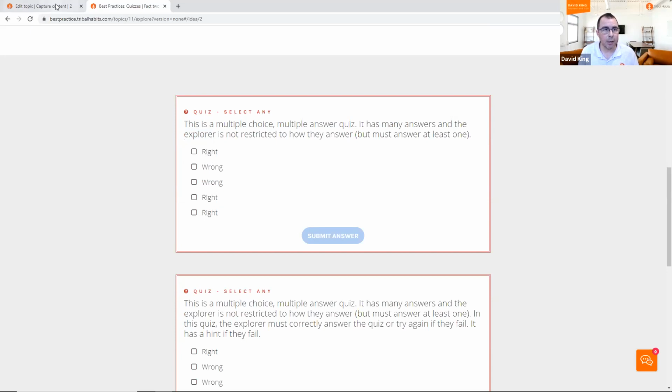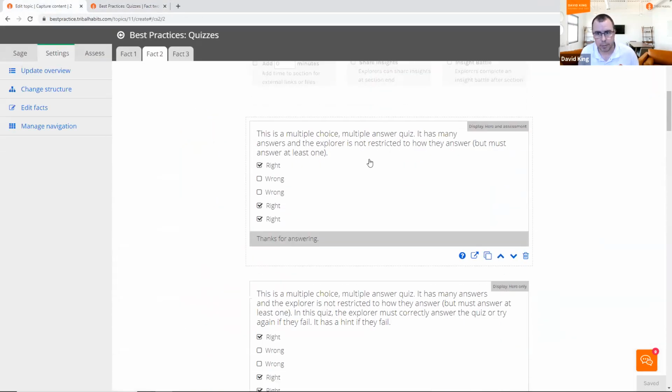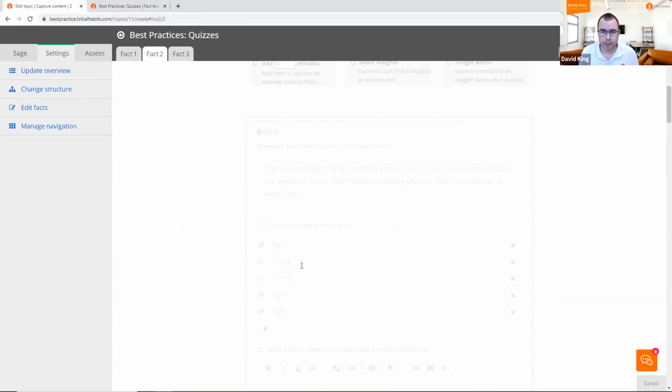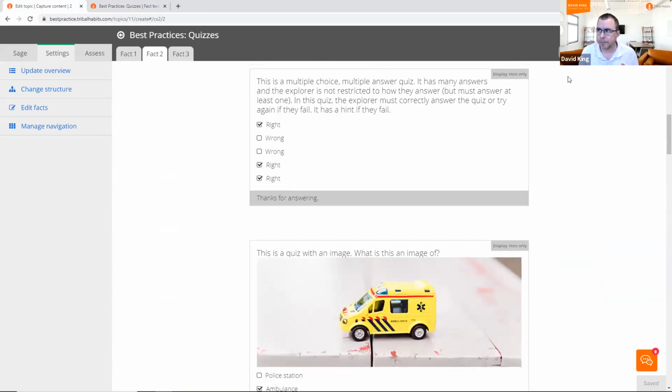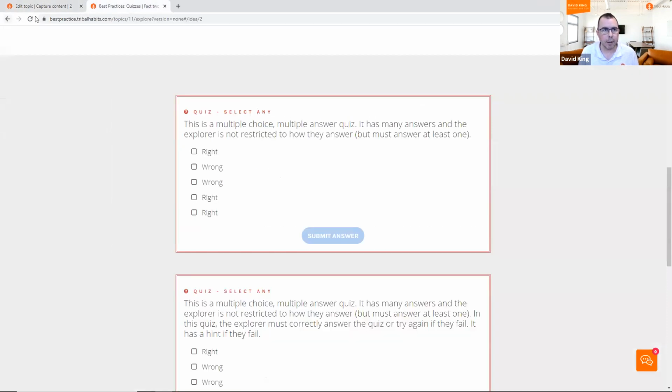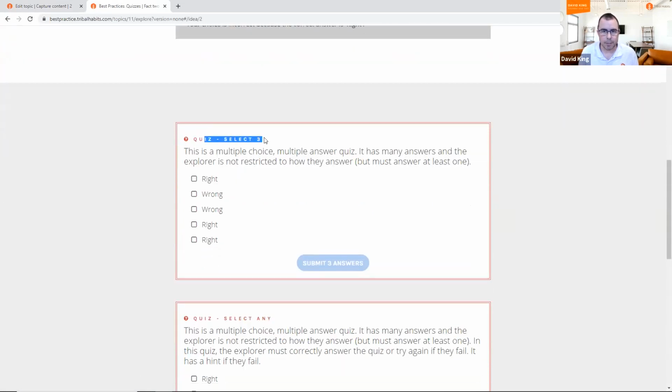Now I can change that. I can go into this quiz, so I'm just switching to creator mode. Here's that quiz. And there is an option down the bottom which says explorers must select 3 answers. Now that 3 will change to however many is correct. If I click this option and hit save and go back and reload that particular quiz, it's now going to say at the top, select 3, and it's going to say select 3 answers.